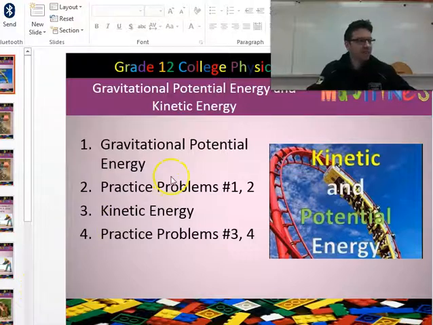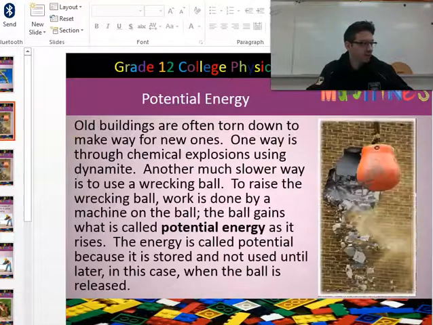So today's lesson I'm going to go over specifically potential energy, gravitational potential energy, and kinetic energy, and the equations that we can use to actually calculate them. Okay, so with potential energy, first, potential energy is energy that's there. I like to think of it as stored energy.